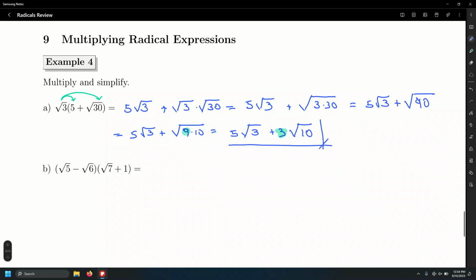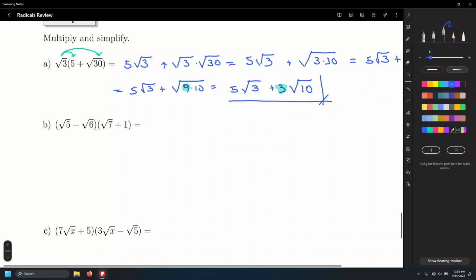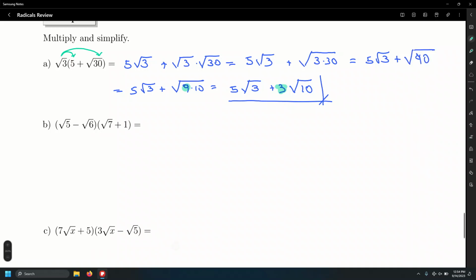All right, let's have a look at another one. Square root of 5 minus square root of 6 times the square root of 7 plus 1. In this case, we're going to use the FOIL method to distribute the two groups of parentheses. We're going to do the square root of 5 times the square root of 7, and then the square root of 5 times 1.